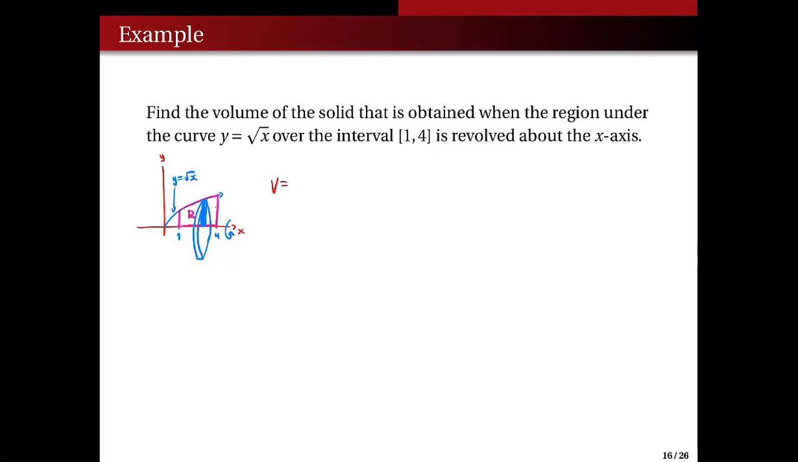So volume, it's just the integral from 1 up to 4. The radius of this disk will be square root of x. Okay? So we will have pi times square root of x squared dx.